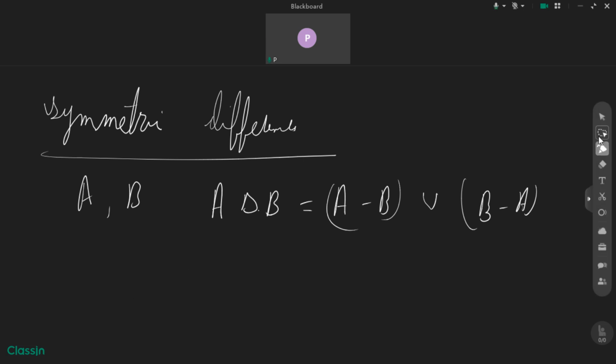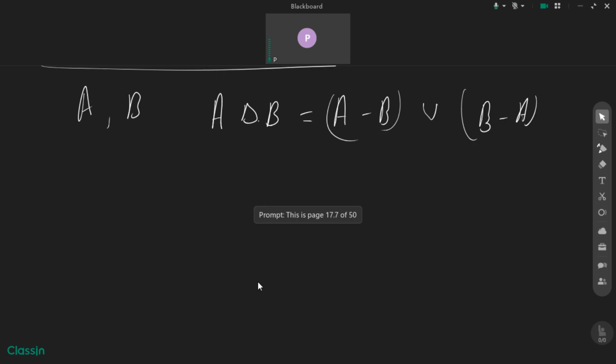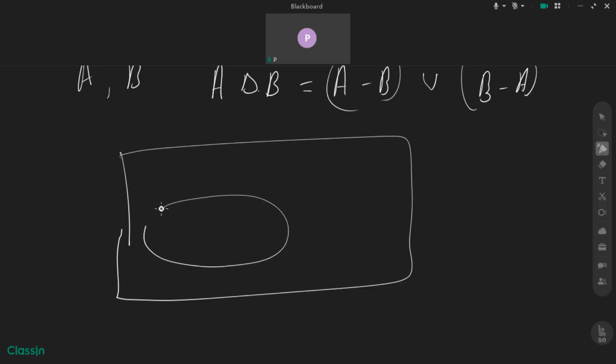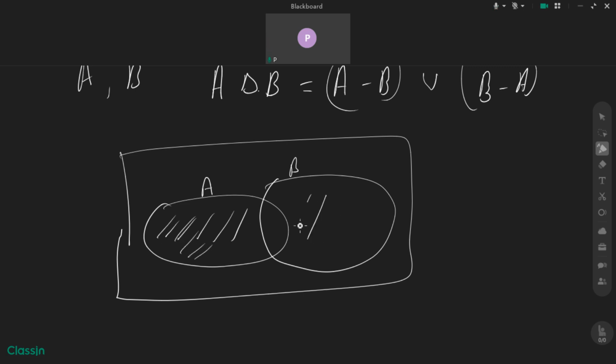If we see it through a Venn diagram, it looks like this. Say I have A union B, this is A, this is B. I know this is A minus B and this is B minus A. Their union will be the symmetric difference. So this was about the symmetric difference, and in the next topic we will see the complement of a set.